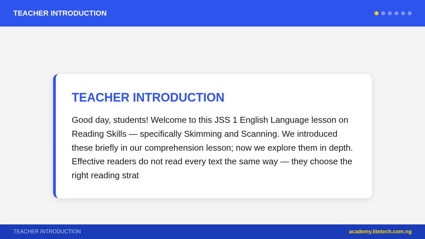Skimming, reading quickly to get a general overview. Purpose, find out what a text is about without reading every word. How to skim, read the title and headings/subheadings, read the first sentence of each paragraph, topic sentence, glance at the last paragraph, often a summary, note any bold, italic, or underlined words, look at images, captions, and diagrams.